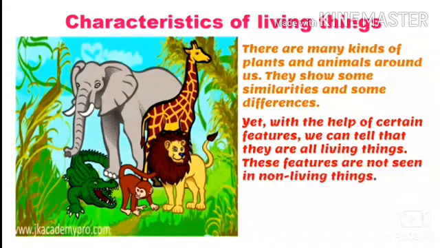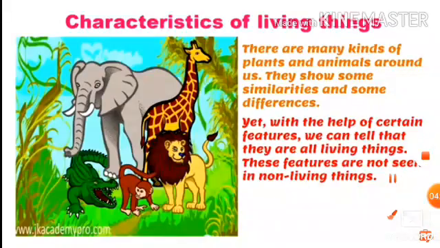With the help of certain characteristics we can tell that these are living things, and these characteristics are not seen in non-living things. So that particular thing is called a non-living thing. That means there is one particular basis for living things and non-living things, that is their characteristics.